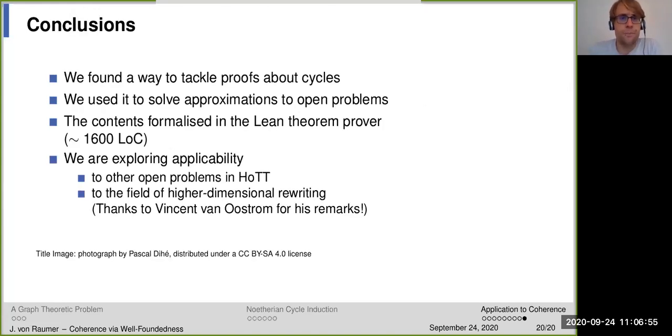To conclude, we found a way to tackle proofs about cycles for some definition of what a cycle is in a relation. And we used it to solve some approximations to open problems in homotopy type theory. And most of the contents were formalized in Lean, which makes me probably one of the last people that actually use Lean to do homotopy type theory formalizations.